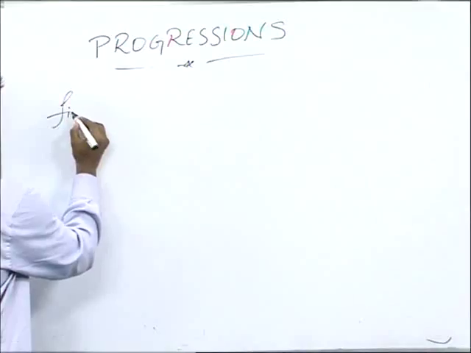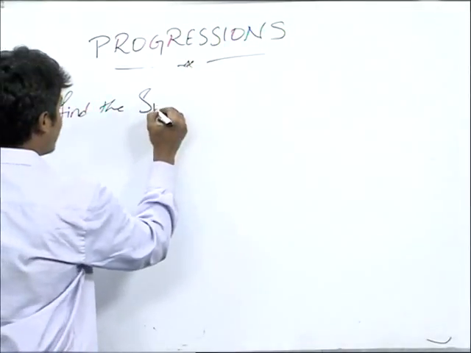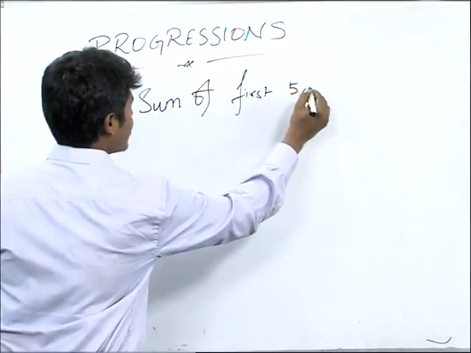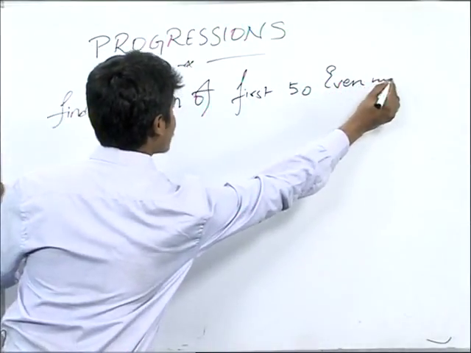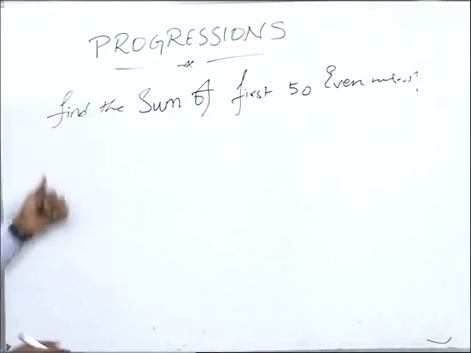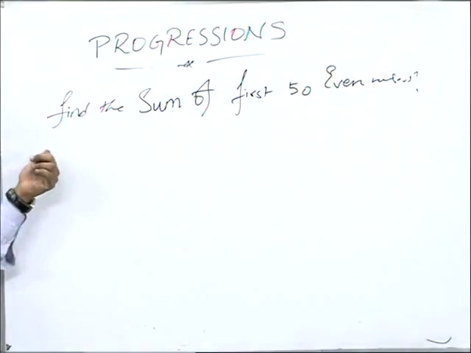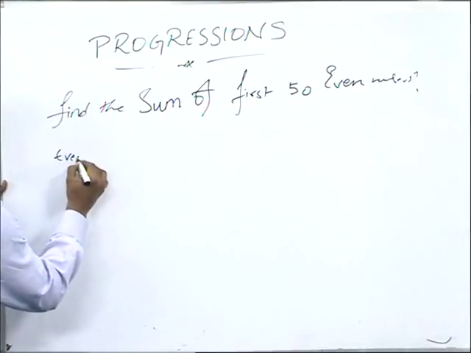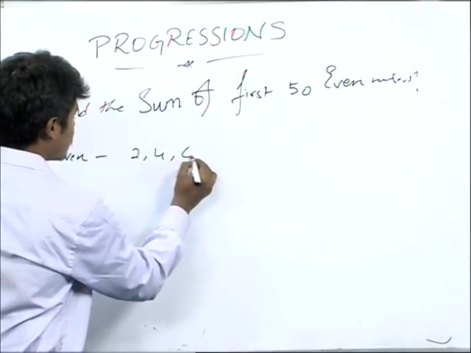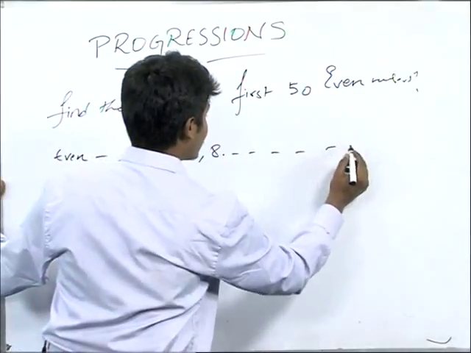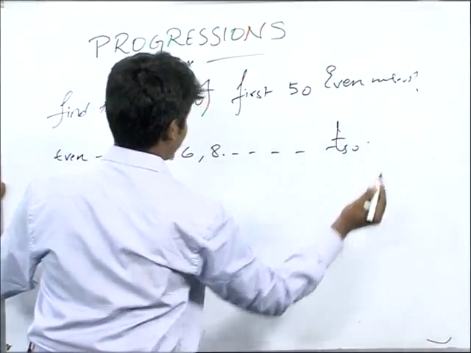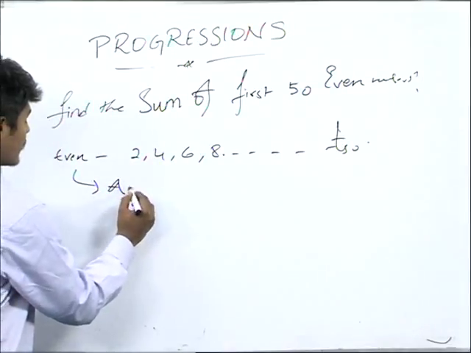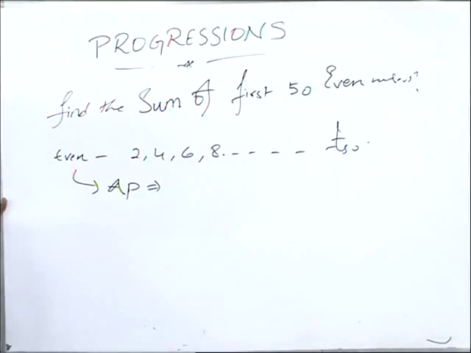Now find the sum of first 50 even numbers. First 50 even numbers. Actually, there is no clue given in this question, but we can deduce a clue from it. Even numbers are characterized by 2, 4, 6, 8, and so on till the 50th term. So this also follows an arithmetic progression.